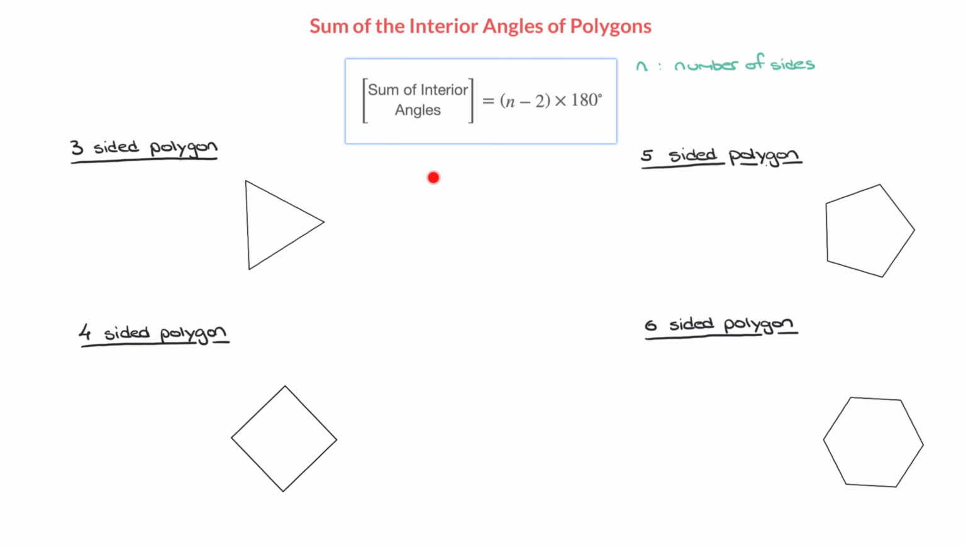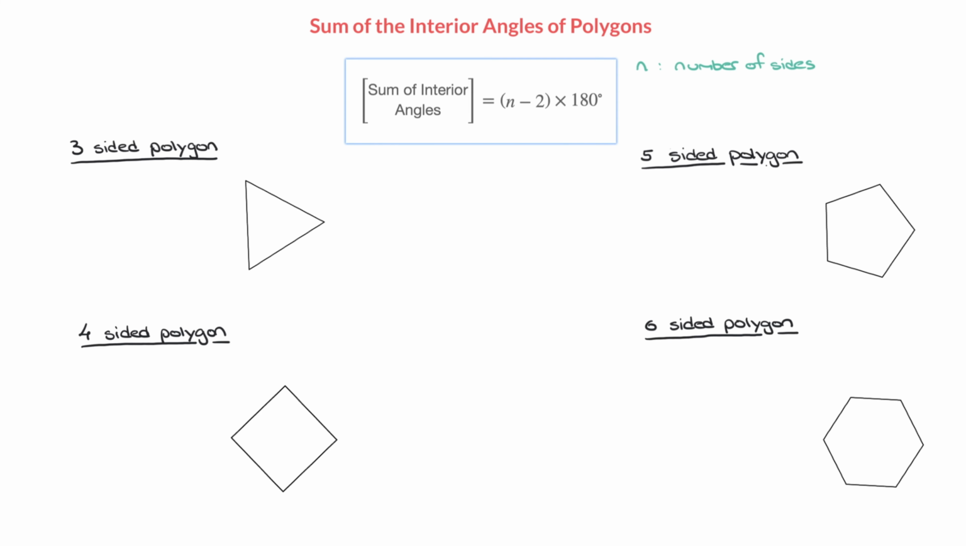So with this formula in mind, let's see what the sum of the interior angles are for 3-sided polygons, 4-sided, 5-sided, and 6-sided polygons. And what we'll be seeing here will apply to polygons with more than 6 sides. So 7, 8, 9, 10, and so on and so forth.